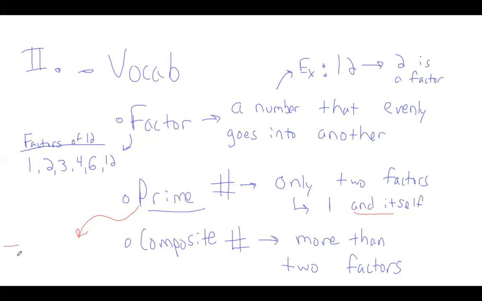Like the number 7, what divides evenly into 7? 1. 7 divided by 1 is 7, right? Also, 7. 7 divided by 7 is 1. But there's no other number that evenly divides into it. So the only factors of 7 are 1 and itself, right? 1 and 7 itself. So that makes 7 a prime number because its only factors are 1 and itself. Okay? Any questions about that or about that vocabulary?